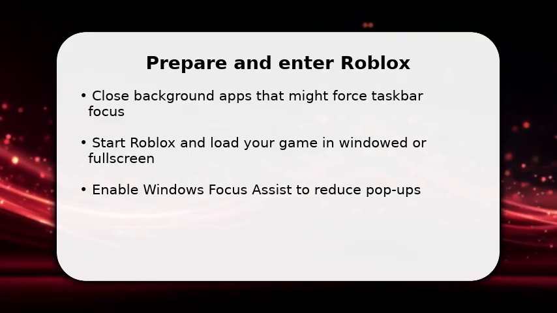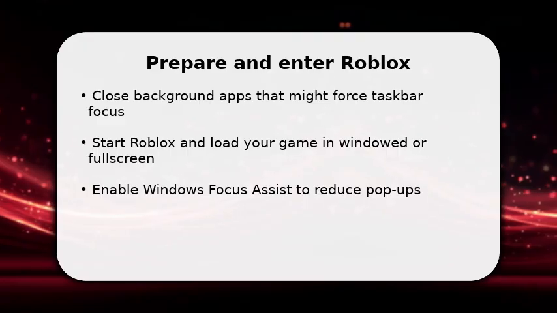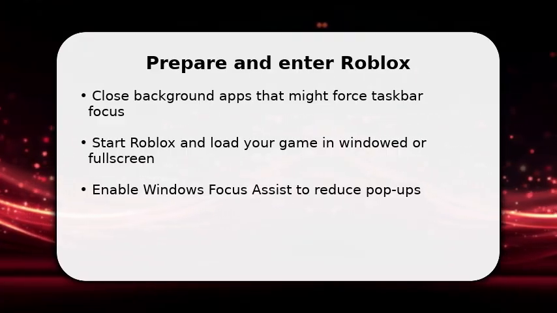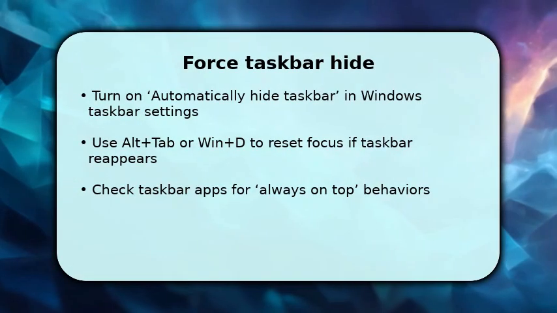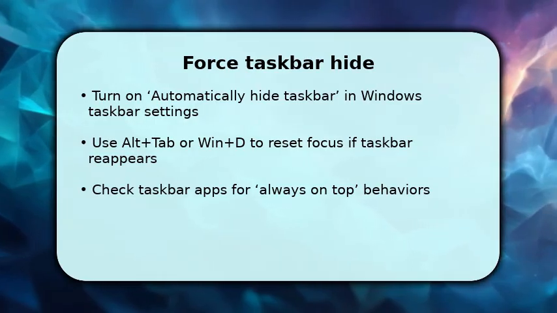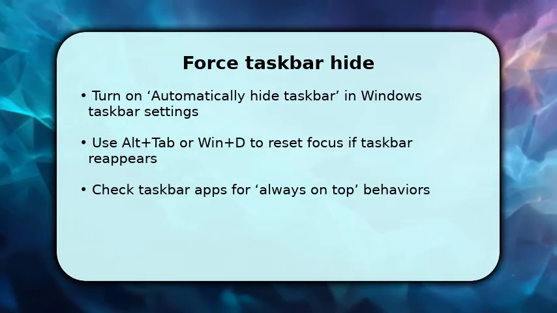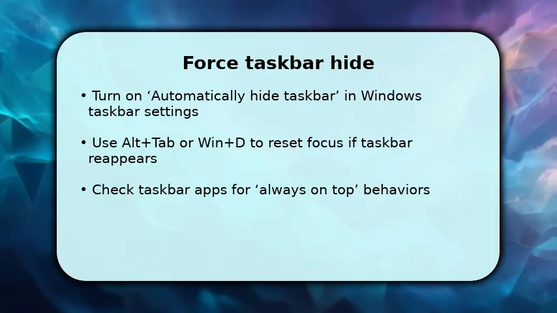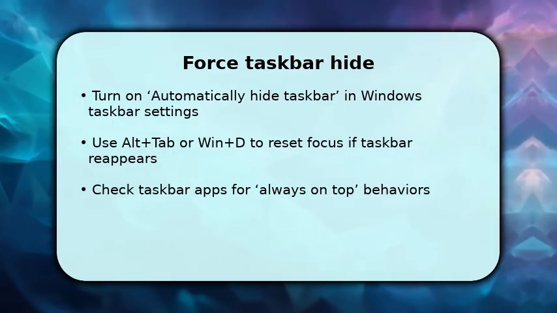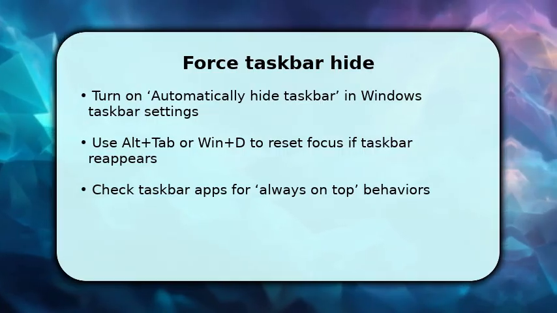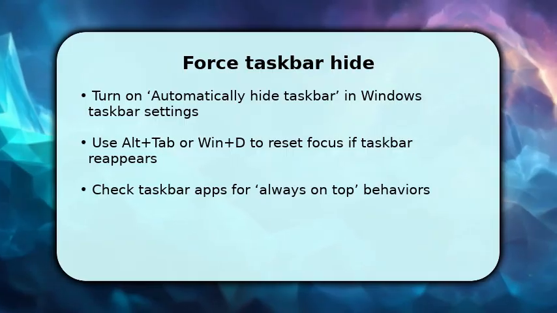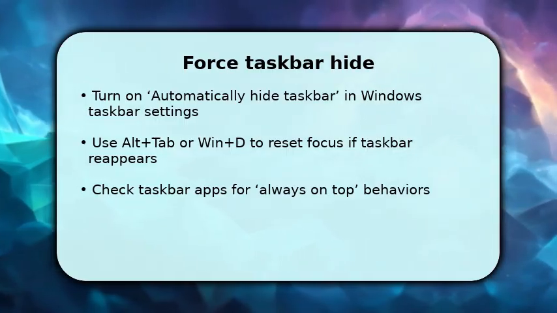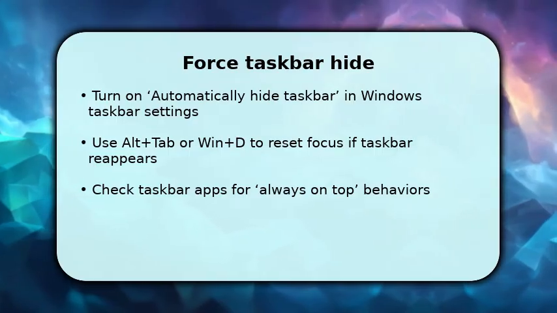If it doesn't, make sure tablet mode is off, and you are not in a multi-monitor config that keeps the taskbar visible on all displays. Next, you force the taskbar to hide by enabling Automatically Hide Taskbar in Settings, Personalization, Taskbar. This causes the bar to slide away when a full-screen app runs. If the bar still shows, use Alt plus Tab or Win plus D to reset window focus and then return to Roblox. This often removes the overlay.